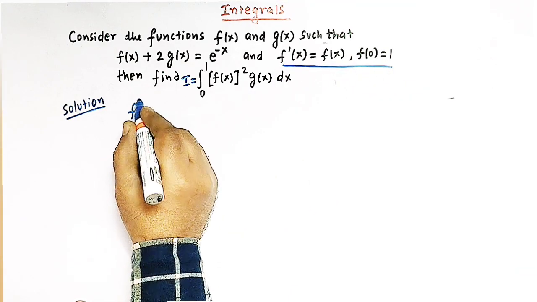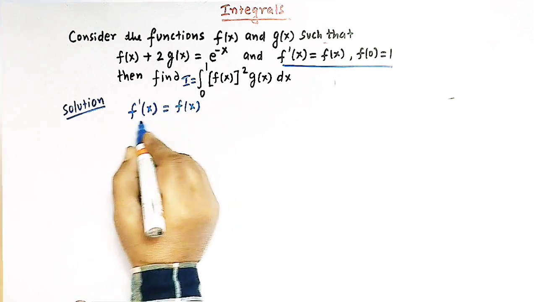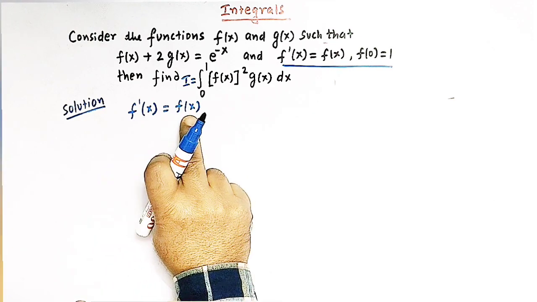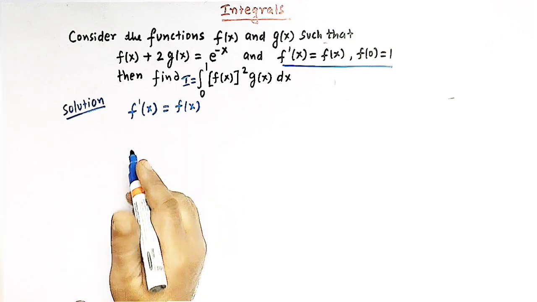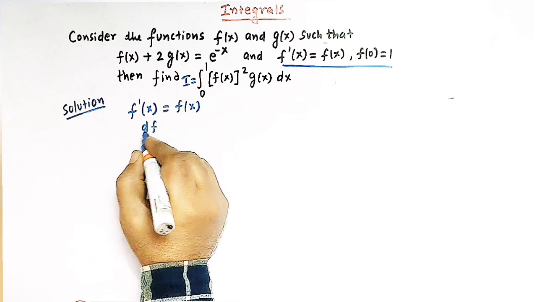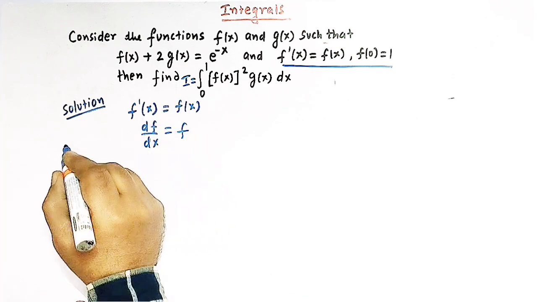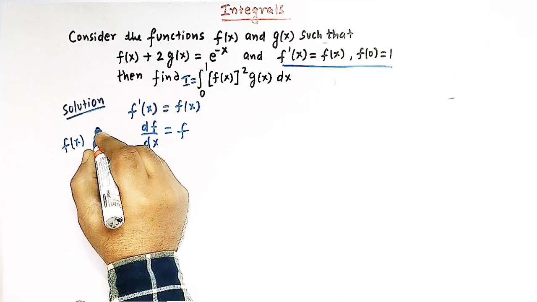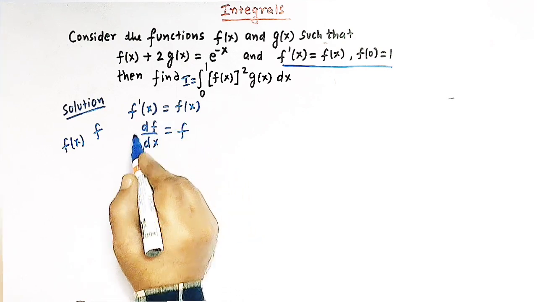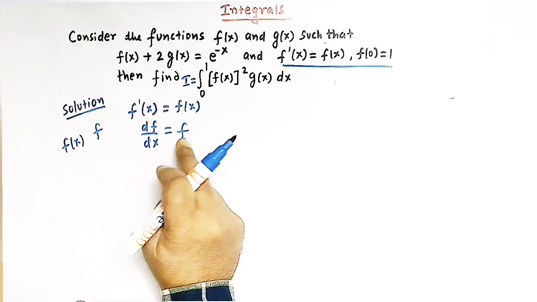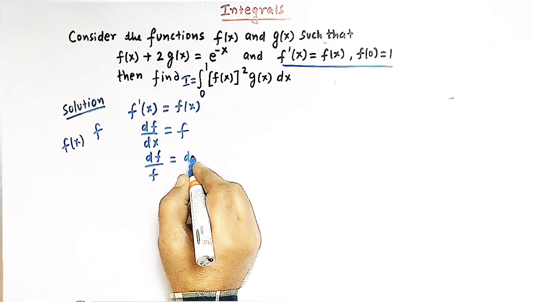So here we are given f prime of x is equal to f of x. So we can now solve this equation. This is a differential equation of first degree and first order. So here we have df over dx is equal to f, where we are writing f of x as f. So f prime of x is equal to f of x can also be written like this. Now separating the variables, we can write df over f is equal to dx.